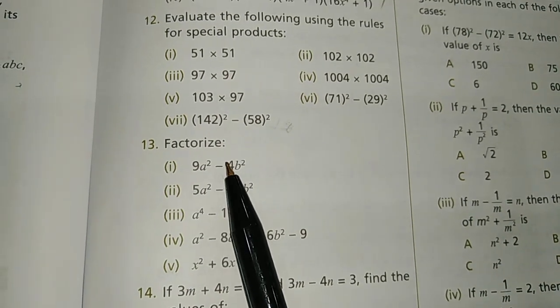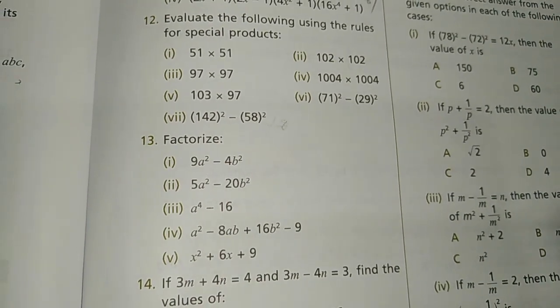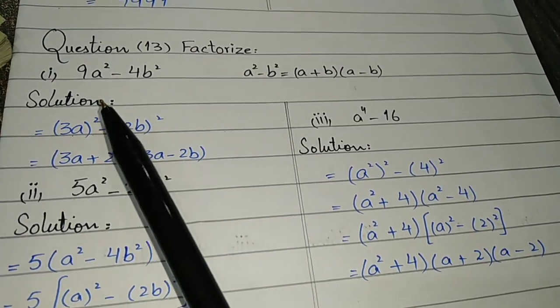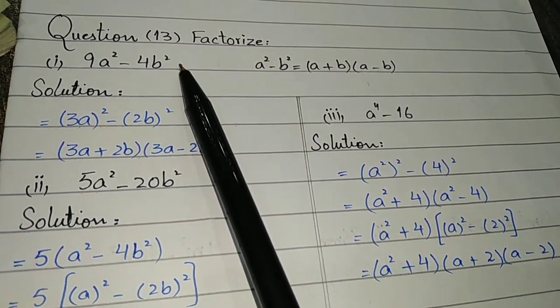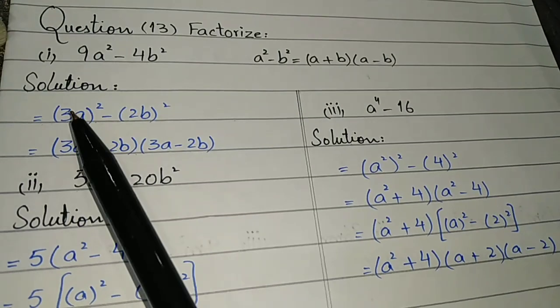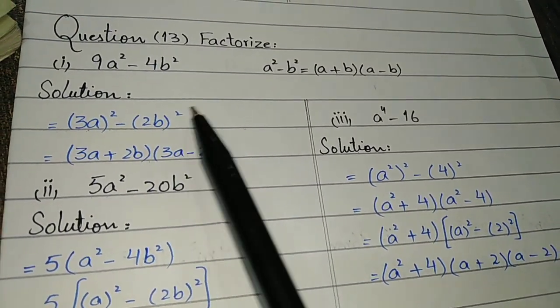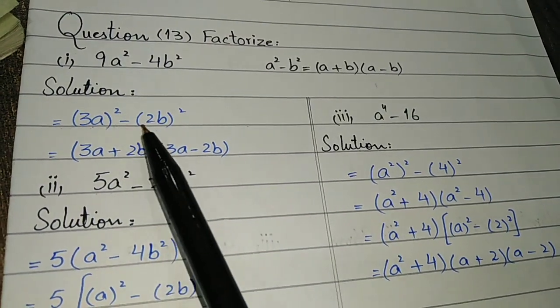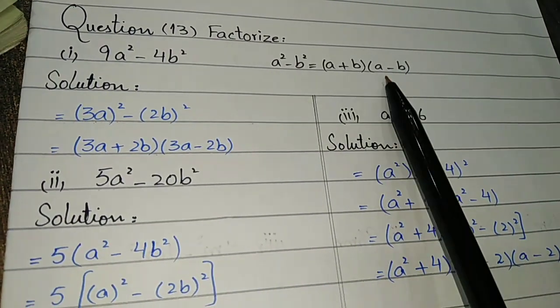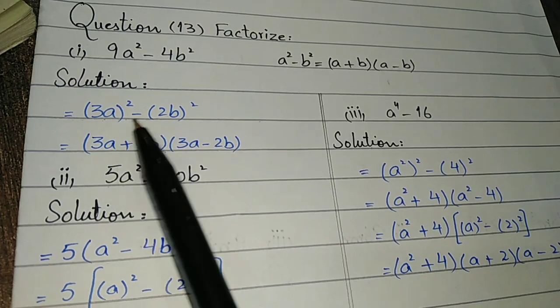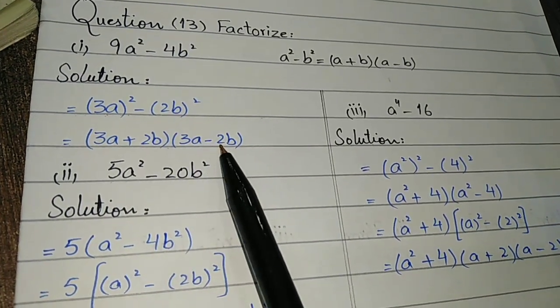Now move to the next question, question number 13, that is factorize. We have to factorize these 5 parts. The first part is 9a square minus 4b square. So 9a square can be written as 3a whole square, and 4b square can be written as 2b whole square. Now applying the formula, a square minus b square is equal to a plus b times a minus b. So 3a plus 2b, 3a minus 2b.